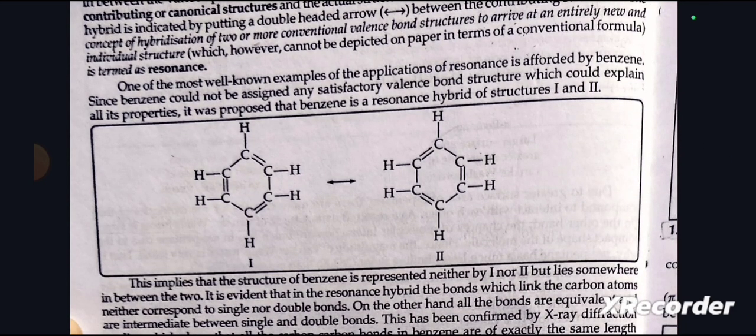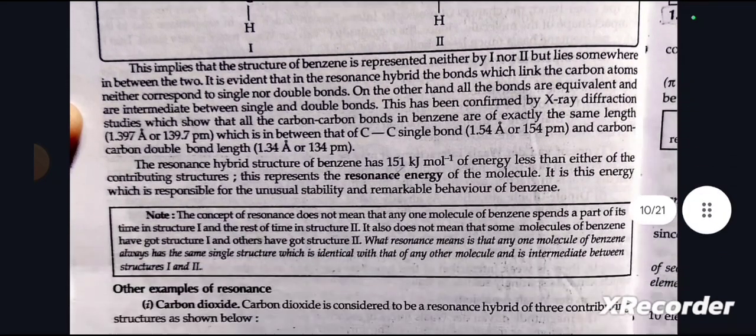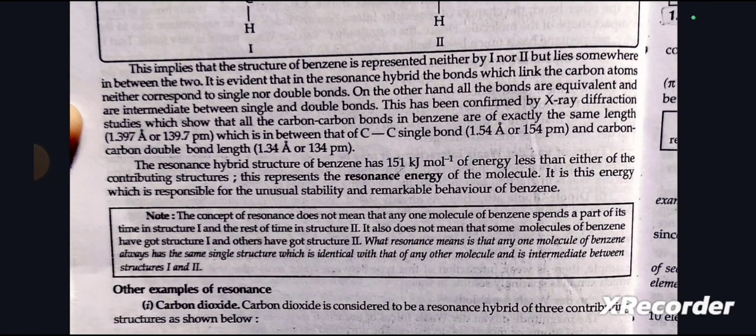One of the most well-known examples of the application of resonance is afforded by benzene. Since benzene could not be assigned any satisfactory valence bond structure which could explain all its properties, it was proposed that benzene is a resonance hybrid of structures 1 and 2. This implies that the structure of benzene is represented neither by the first nor the second, but lies somewhere in between the two.